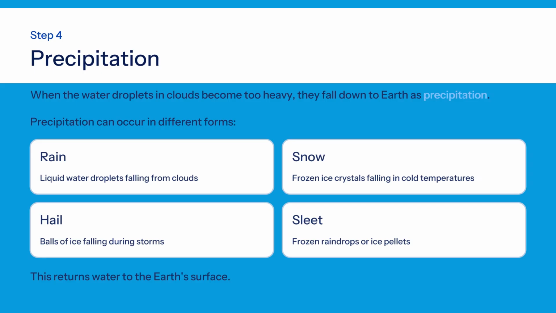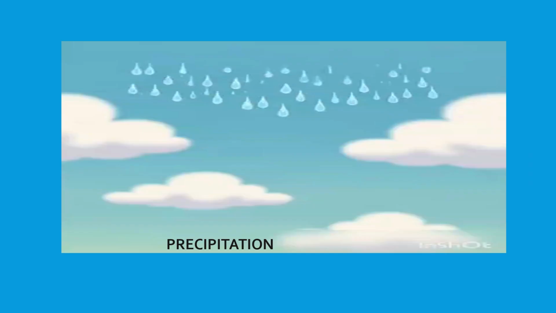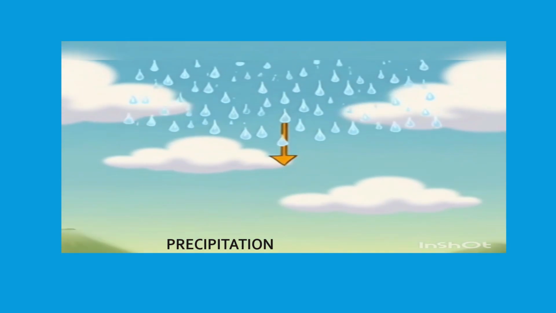Snow: frozen ice crystals falling in cold temperature. Hail: balls of ice falling during storms. Sleet: frozen raindrops or ice pellets. This returns water to Earth's surface. Here is the video of precipitation.